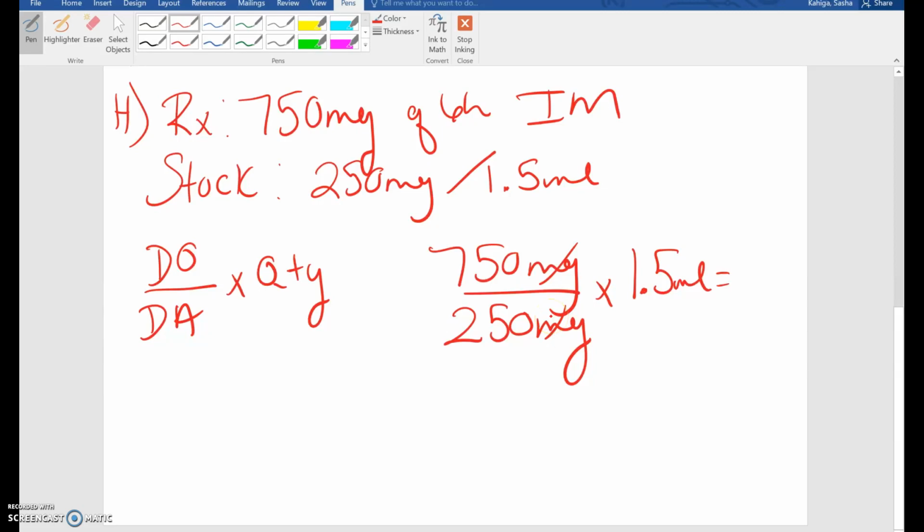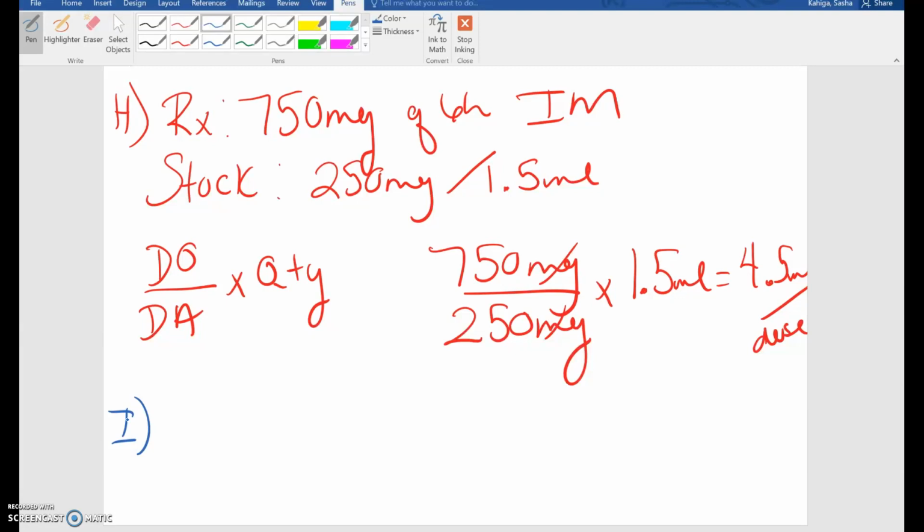That means that you calculate that to be 4.5 milliliters per dose. All right. All right, so next question. How many vials of medication should be prepared for a 24-hour period?